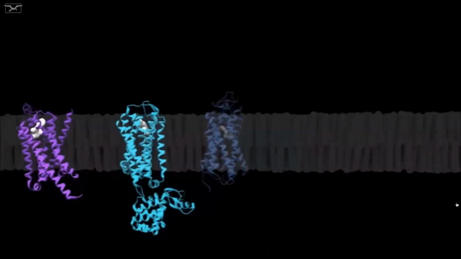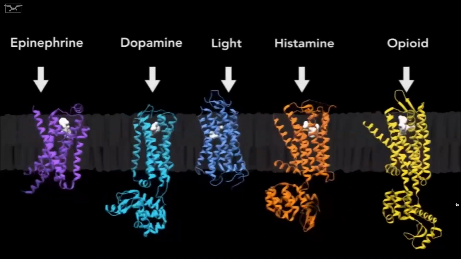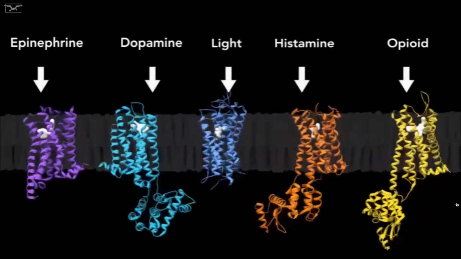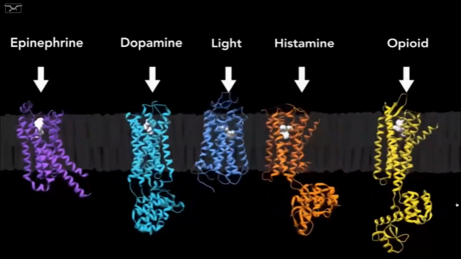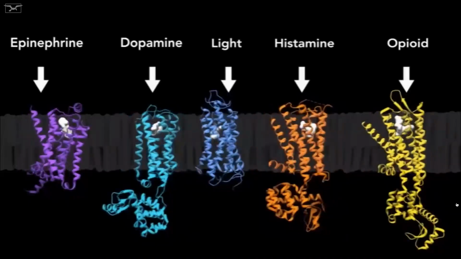The over 600 GPCRs in our body recognize a wide variety of signals, such as light, compounds we can taste and smell, and hormones, to enable our cells to perceive and react to environmental cues.